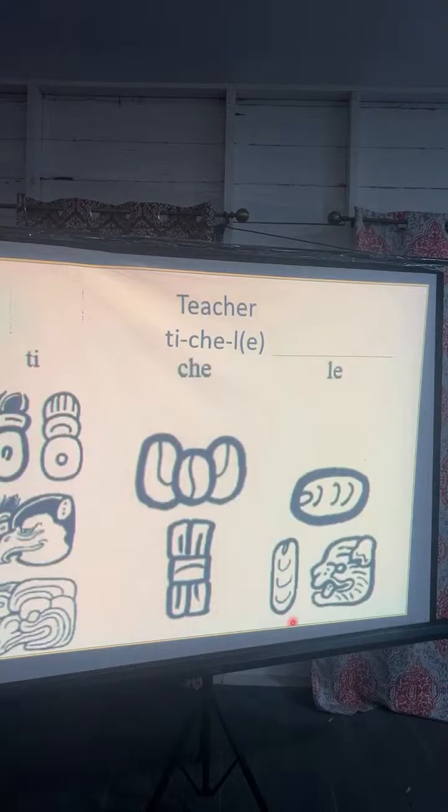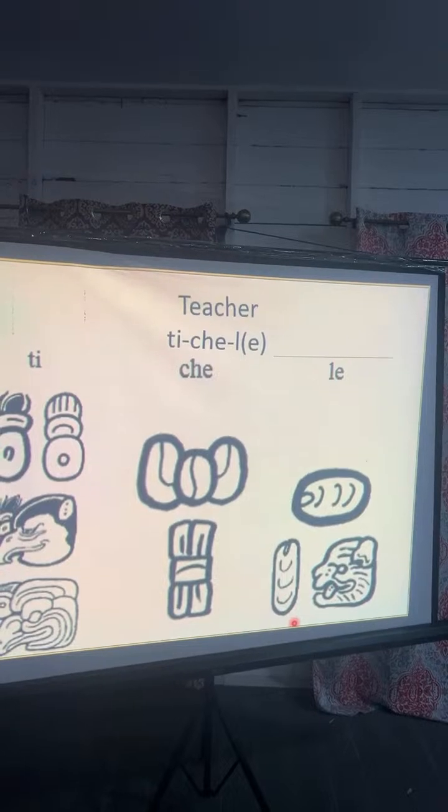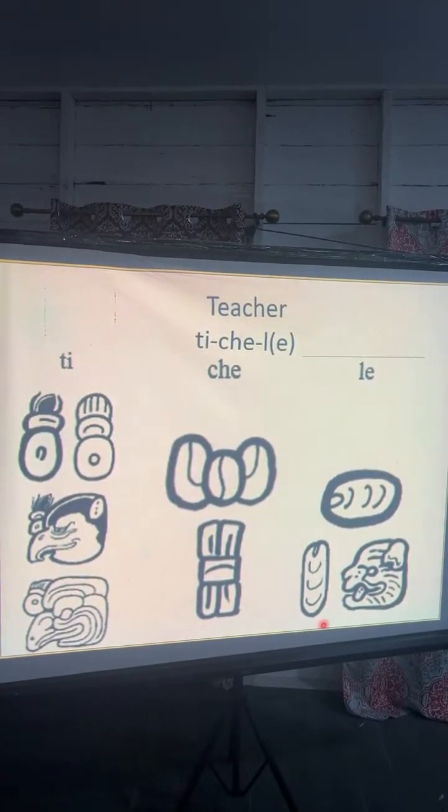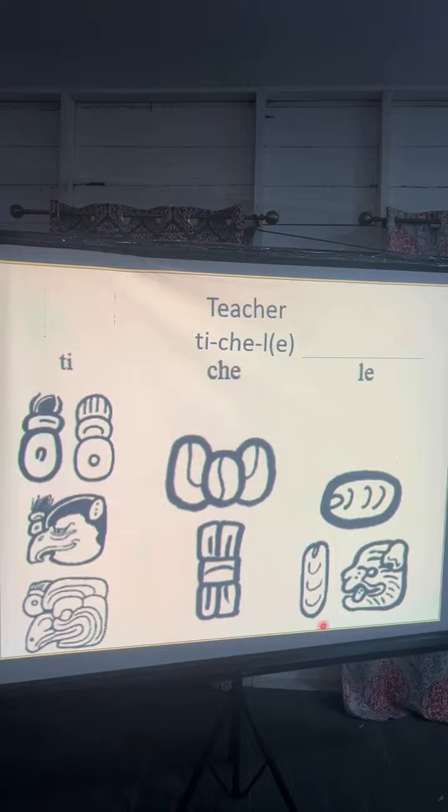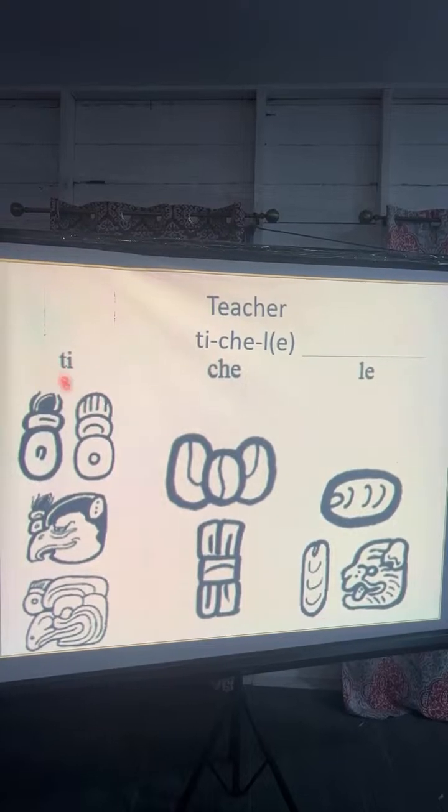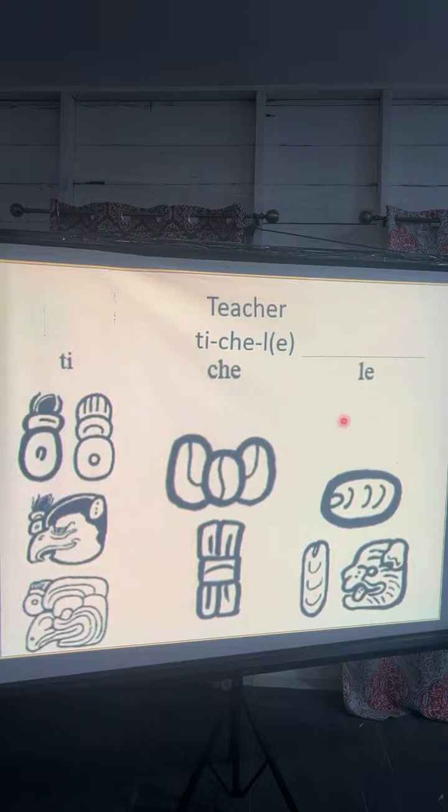All right, so teacher. Never mind the spelling, it's how you pronounce it. For those at home, can you see all the glyphs there? Choose one glyph or syllable. This is 1, 2, 3, 4. You pick one of the two che, and then one of the three le, put them together, and create your glyph.